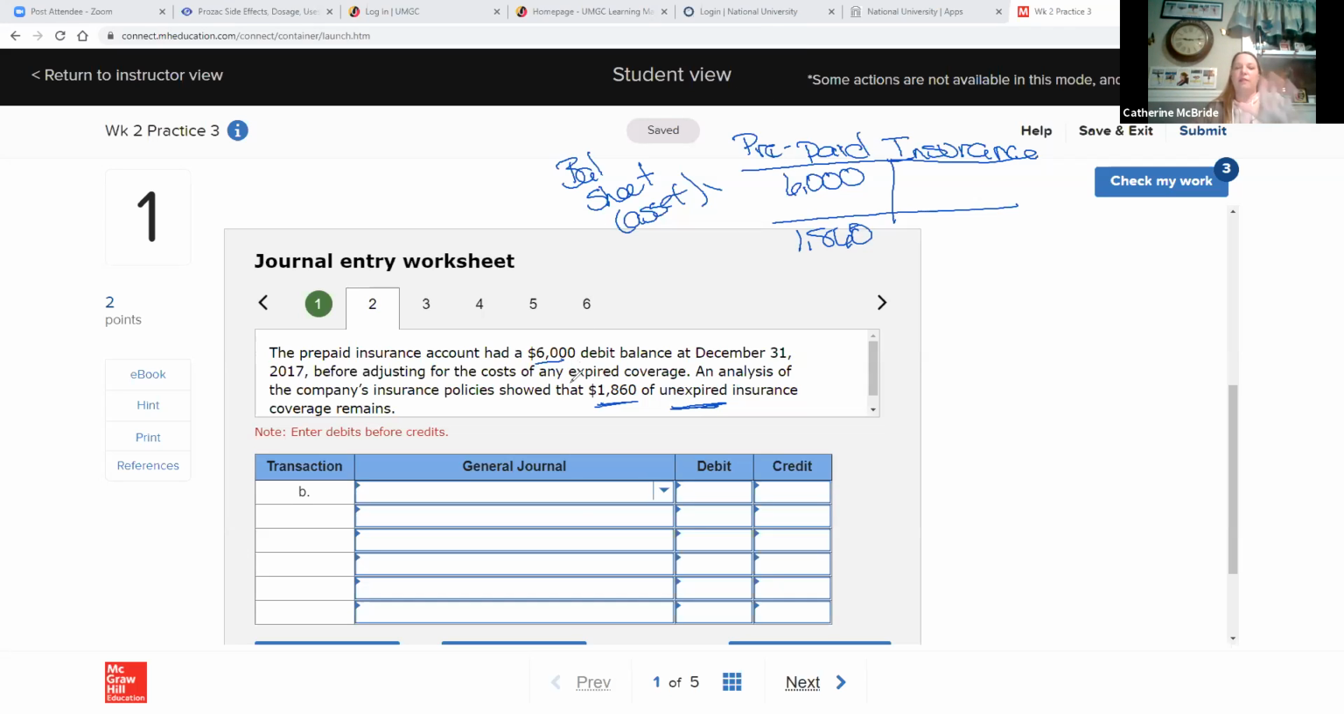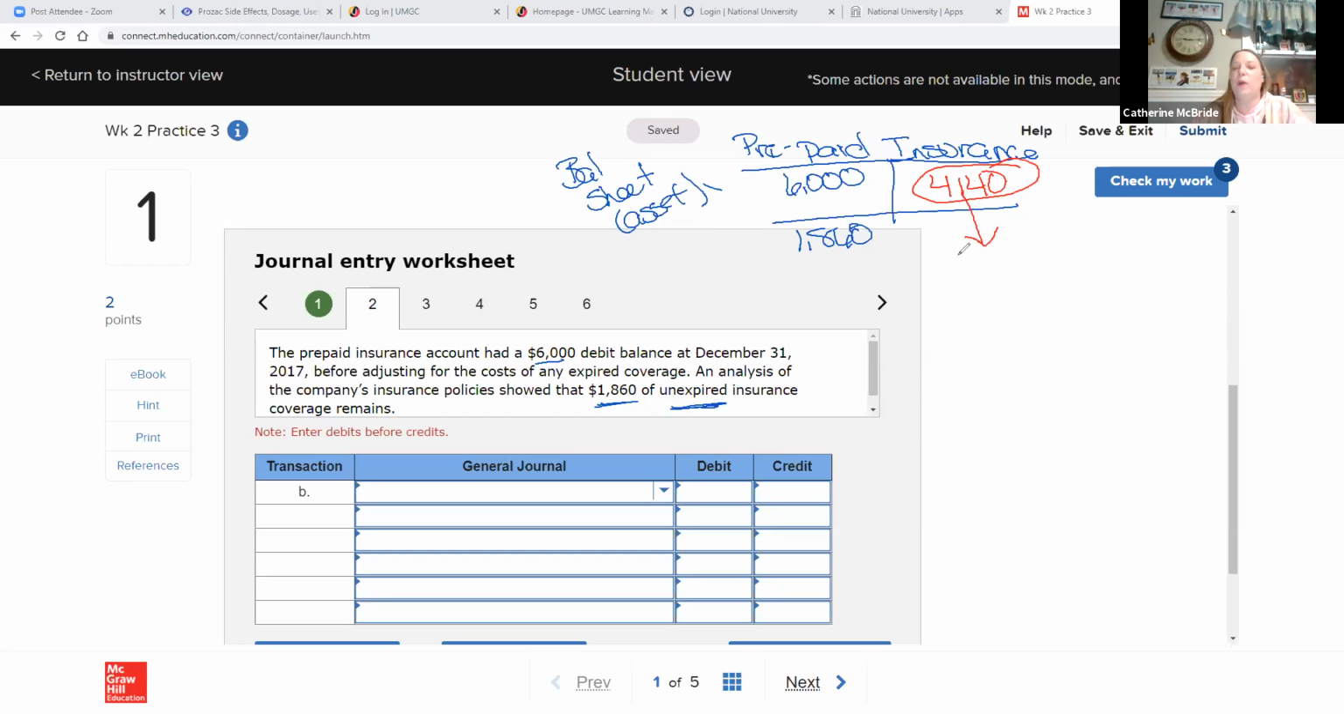So the first question is, does the information make sense? We bought an insurance policy. It leads you to the 4,140, which is what you're going to need to actually use. How do you get from the 6,000 to the 1,860? Well, we have to credit 4,140.